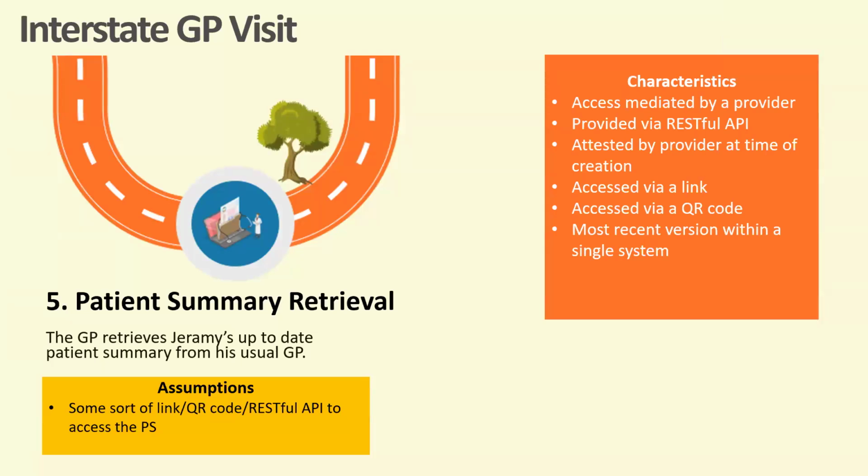I think I have one point. In terms of characteristics on the right, it says both access via a link and then below access via a QR code. That seems to me to be more options rather than both. Is that the case? Personally, I agree with that. Yeah, I'm not sure how a single retrieval is going to be both of those things.